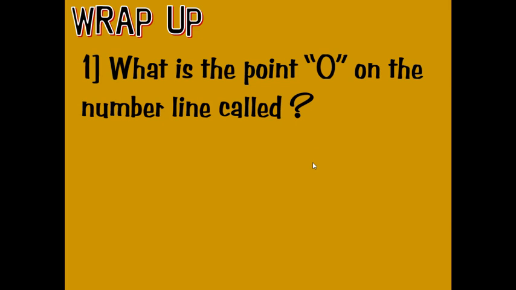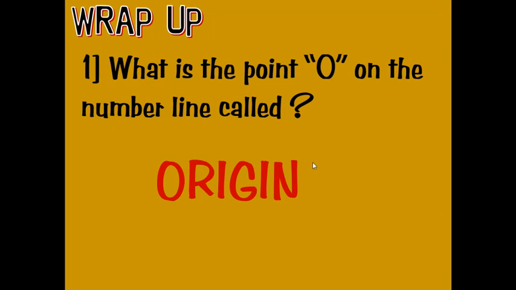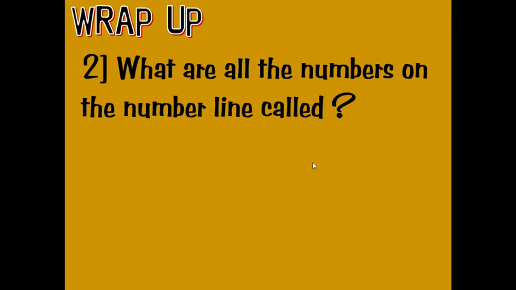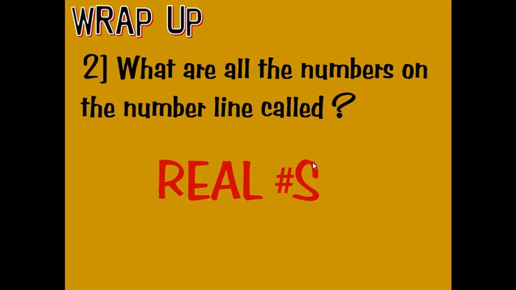Let's do them together. What is the point 0 on the number line? See if you guys remember. Pause the video, or if you know the answer, then keep going. The answer is the origin, you guys. Number 2. What are all the numbers on the number line called? You guys ready? Think you have an answer? The numbers are called real numbers, you guys. So all the numbers between negative infinity and positive infinity are real numbers.